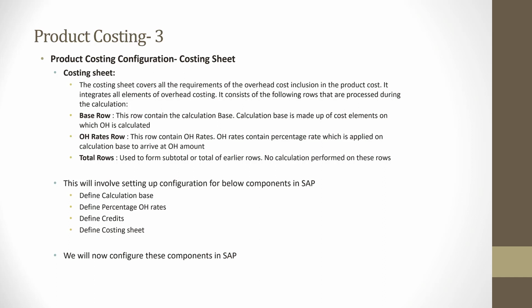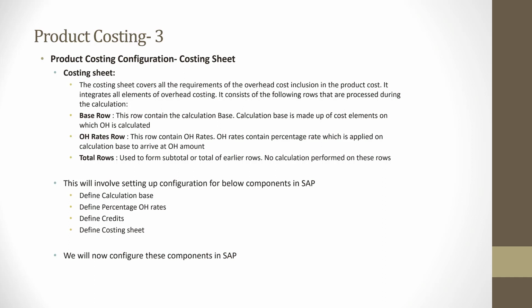Base row. This row contains the calculation base. Calculation base is made up of cost elements on which overhead is calculated. Overhead rates row. This row contains overhead rates. Overhead rates contain percentage rate which is applied on calculation base to arrive at overhead amount. Total row. Used to form subtotal or total of earlier rows. No calculation is performed on these rows.